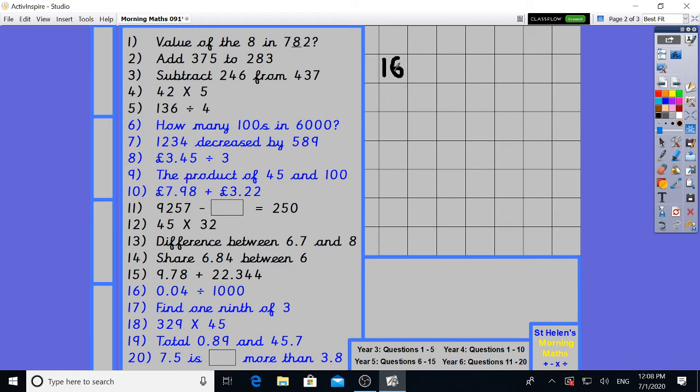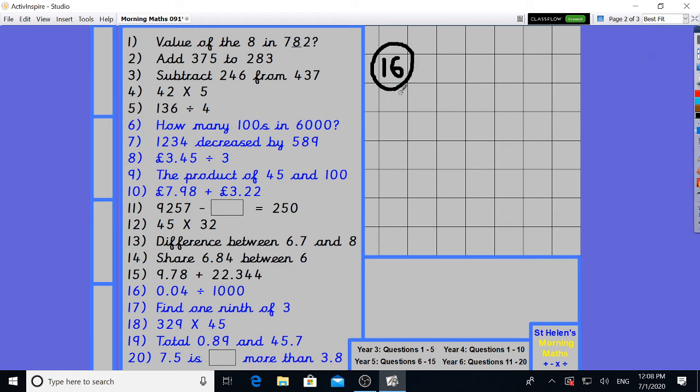Question 16. So Year 6, I've been watching children do this every day, and I'm going to go a bit faster now. I'm not going to explain things as much. I'm just going to go quickly now through Year 6. 0.04 divided by 1,000. I'm going to do the moving method for this. Divided by 1,000, 3 places smaller. So 1, 2, 3. This will be absolutely tiny. More decimal places than you normally need in primary school. 0.00004. 3 places smaller. Wow, that's 1, 2, 3, 4, 5 decimal places.